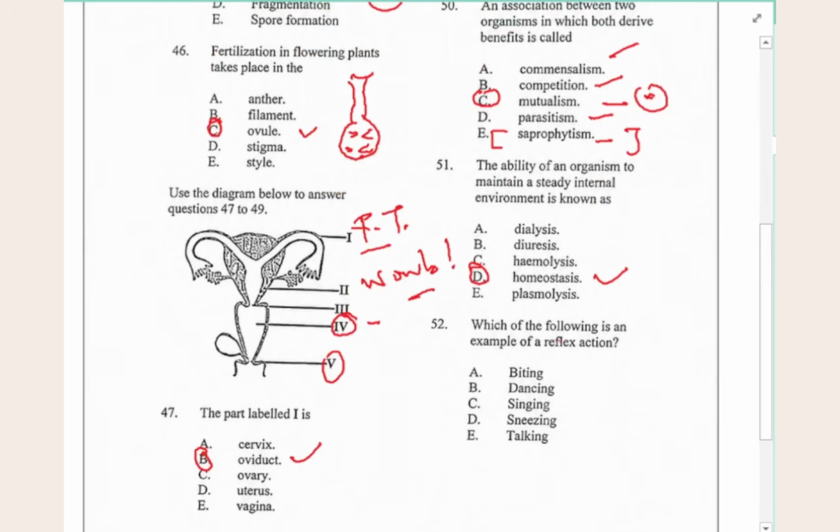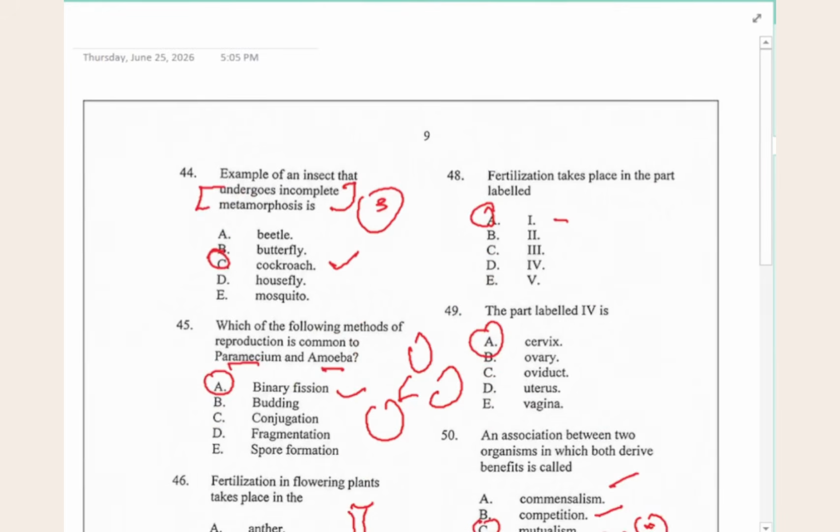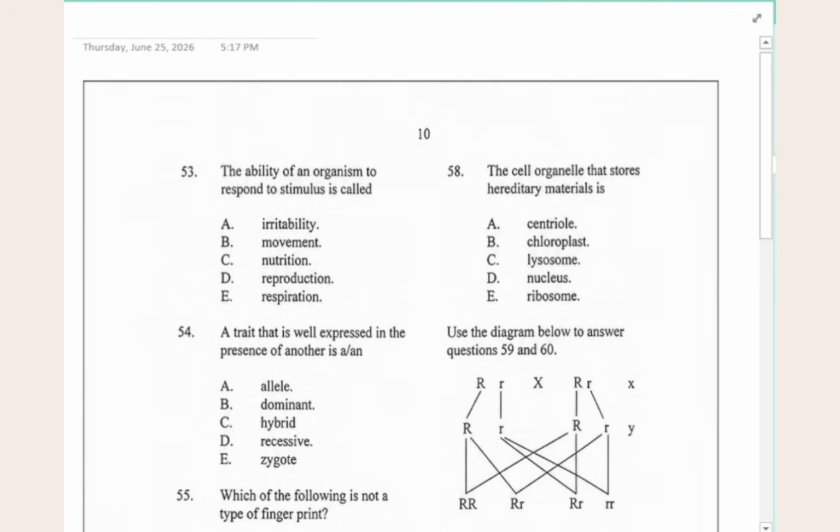And then number 52, which of the following is an example of a reflex action? A reflex action is an involuntary action. You don't think about it, it just happens, and basically most times it is to protect the body from harm. Okay, so that is sneezing as an example. Remember, all reflexes are involuntary, but not all involuntary actions are what? Are reflexes. And then we are rounding up now.